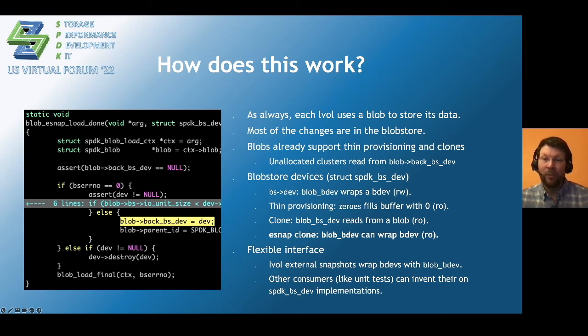With thin provisioning, the bdev is a zeroes device, which just fills the buffer with zeroes when read. With traditional clones, the bdev is a blobdev, which is able to satisfy reads from any blob in the same blobstore. My work allows the blobstore consumer to provide a callback that will allocate a blob bdev and register it with the blob as the blob's bdev. In the case of lvstore, any bdev can be used as the external snapshot.